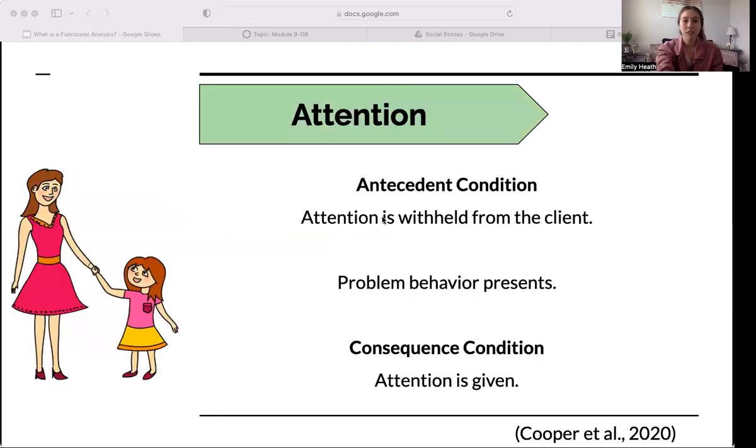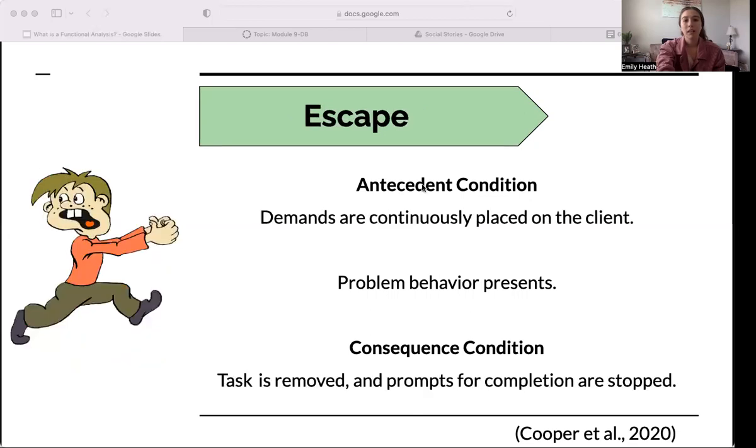During the attention condition, all attention from the instructor is withheld from the client. This includes eye contact, play interaction, speaking to them, body orientation. If the problem behavior does present, the instructor will immediately provide positive attention. So either through mild reprimands or soothing statements, attention will be given.